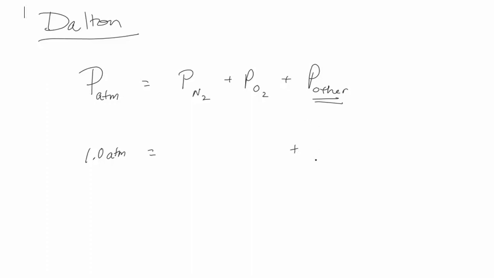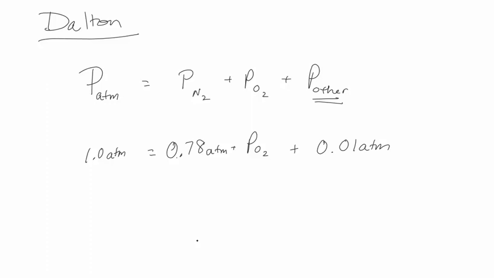Now, the partial pressure of nitrogen in the atmosphere is usually about 0.78 atmospheres. So what is the partial pressure of oxygen in our atmosphere? Well, whenever you're using Dalton's partial pressure equation, as long as your pressures are the same unit, you can just add and subtract at will. So here we have 1.0 is equal to 0.79 plus our variable.